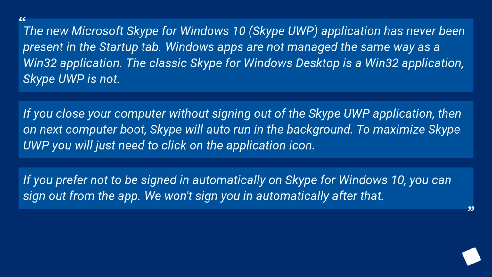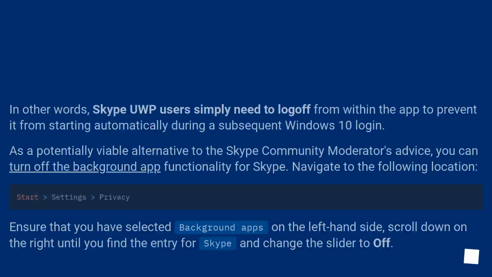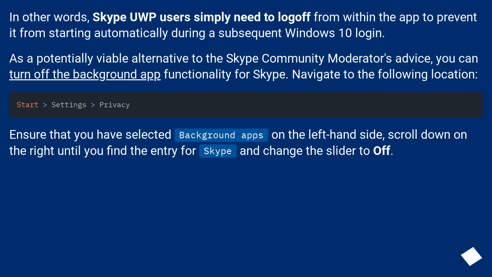If you prefer not to be signed in automatically on Skype for Windows 10, you can sign out from the app. We won't sign you in automatically after that. In other words, Skype UP users simply need to log off from within the app to prevent it from starting automatically during a subsequent Windows 10 login.